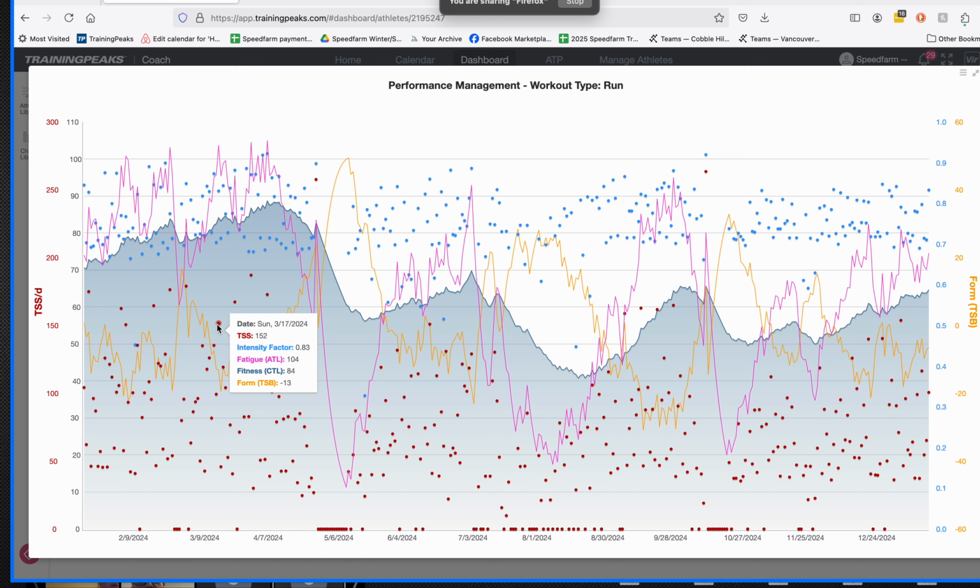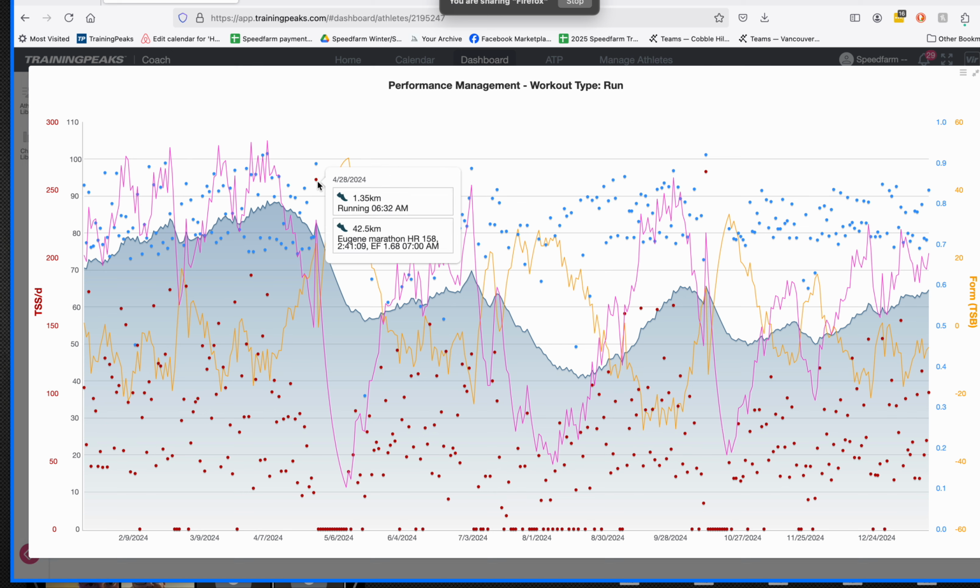And the blue dot is just the intensity of the workout. So we can do a quick scan and see here's a real outlier for Martin in terms of overall training stress. And if I roll on that Sunday, the 28th of April, I can click on it once and see it was the Eugene Marathon. So that makes sense. That was the most stressful single day.